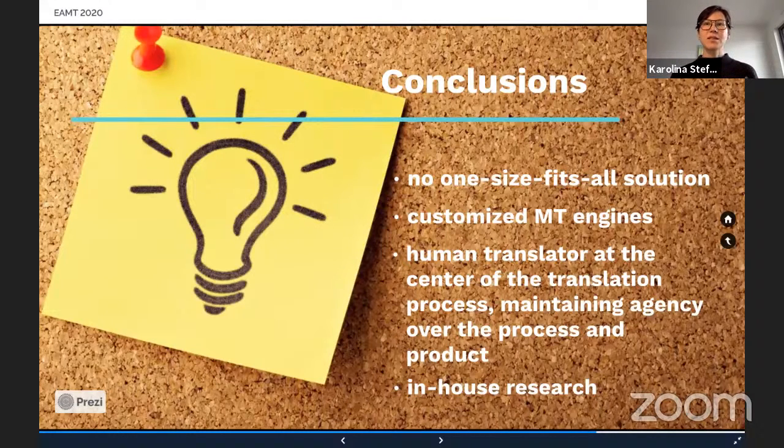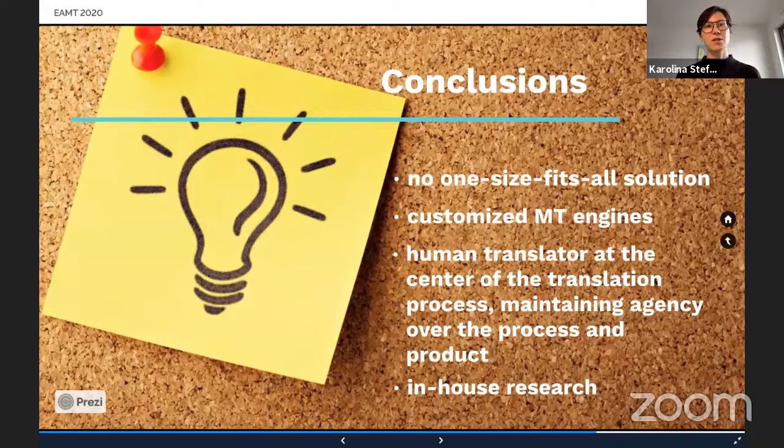But still, translators need to stay at the center of the whole process. They need to maintain agency over their working methods and translation choices, and it also includes a choice not to use machine translation if they deem it is going to be detrimental. So in order to make these choices, we need more in-house research to determine what works best in our DGT working environment, for our translators.